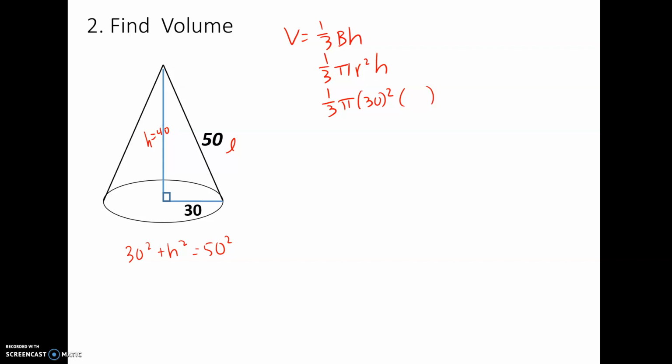If we don't see it's a triple, a 3, 4, 5 multiple of 10, then we have to do this all the way through. So I'm going to get 900 plus h squared is equal to 2,500, minusing 900 from both sides. H squared is equal to 1,600. Square root both of this, so h is equal to 40. All right, so now that we have that, we can take this 40 and plug it into our height here.